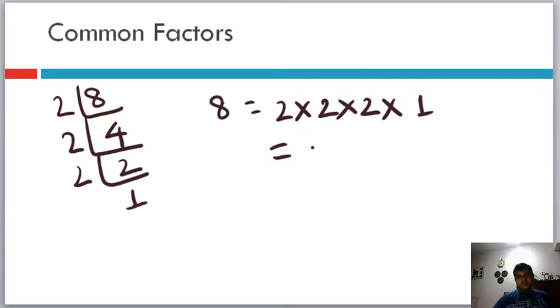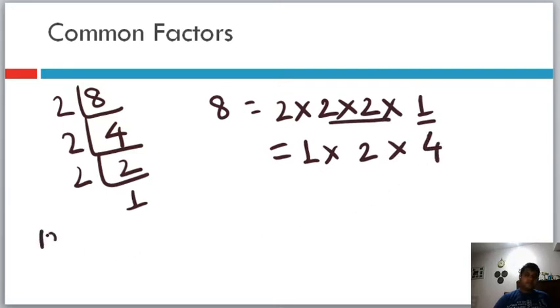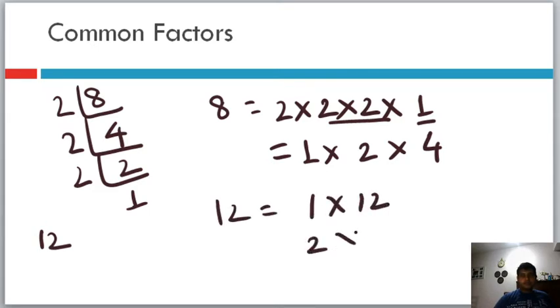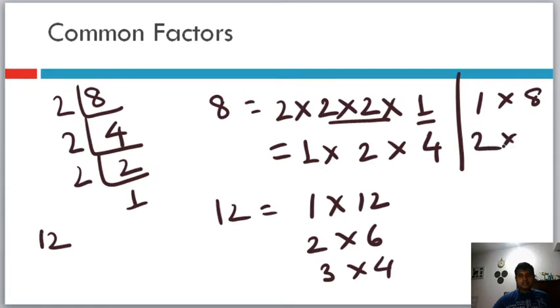Else 8 can be written as 1 into 2 into 4. Now similarly 12, it can be written as 1 into 12, it can be written as 2 into 6, it can be written as 3 into 4. Okay, these are the ways of expressing 12. These are the ways of expressing 8. You can also write 1 into 8, 2 into 4.